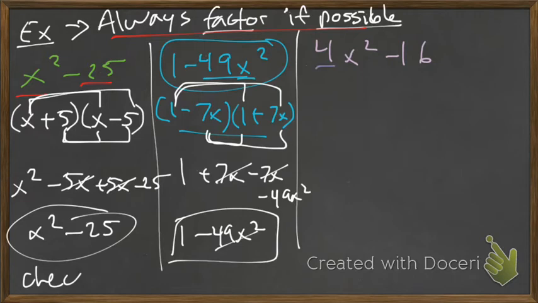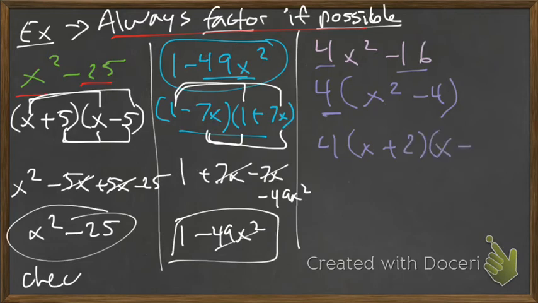So I've got 4x squared minus 16. Now, in this case, I can factor out. I can take out a whole 4. X squared minus 4, right? So this 4 is going to remain with us. I will be left with 4 multiplied by x. Square root of 4 is 2. X plus 2, x minus 2.